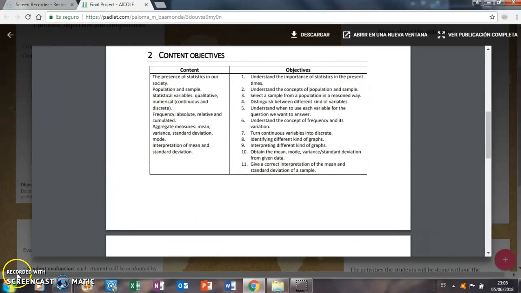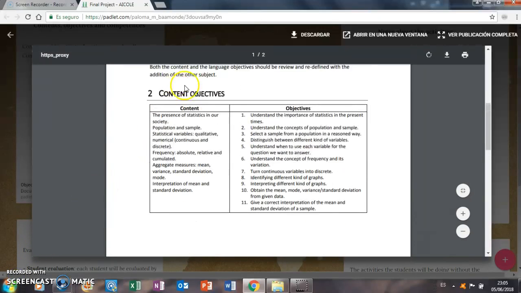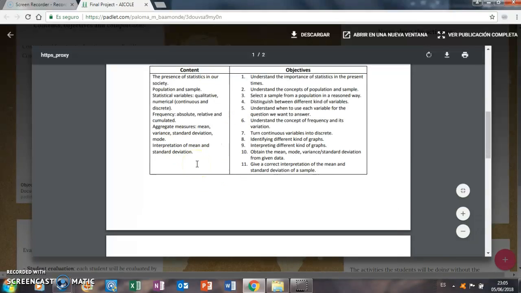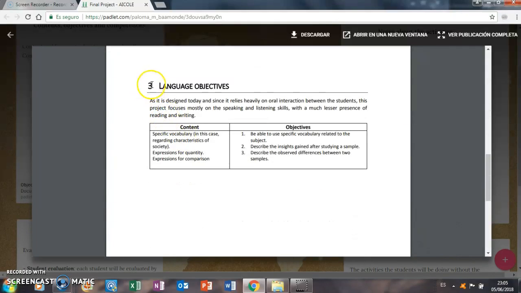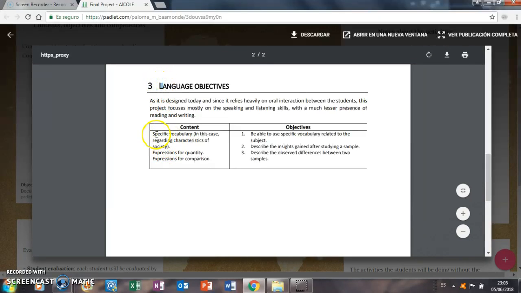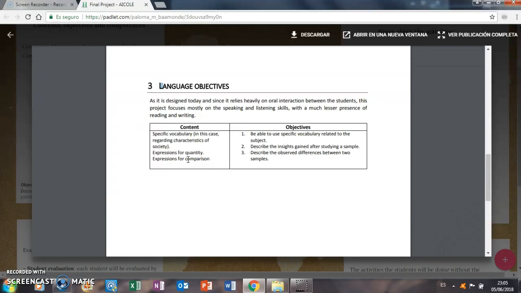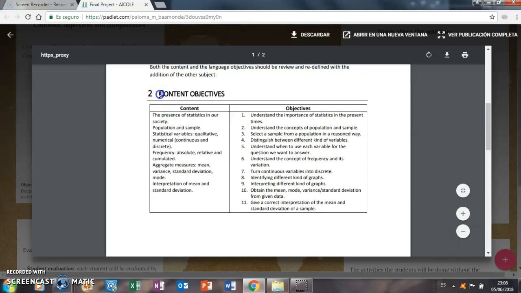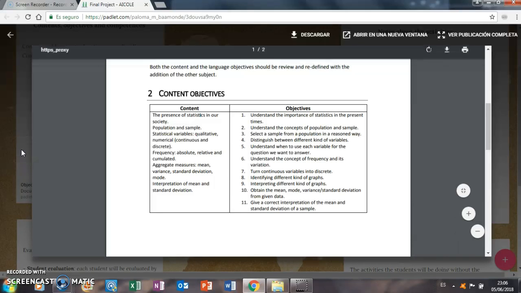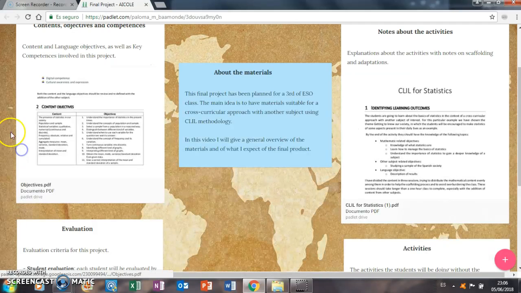So briefly, the content objectives will be related to maths content, since I don't have any other content I would like to put in the objectives right now. And for language objectives right now, it's also very short. It's just related to specific vocabulary, to describe what they find, and these 2 points should be completed when the other subject for the cross-curricular approach is selected. It should be done differently, maybe. It should be adapted, yes.